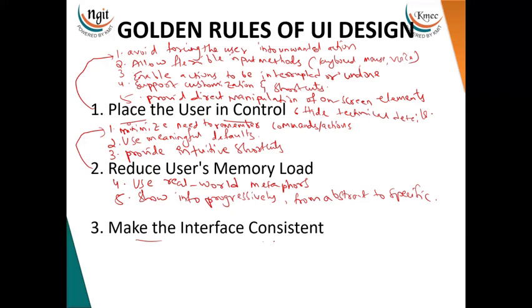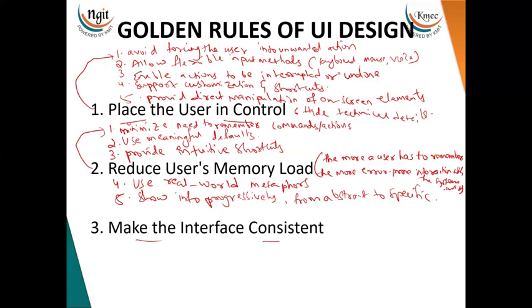Next, we talk about make the interface consistent. There are 3 principles mentioned here. But before we enter into the third one, there is a point to be noted about reducing the user's memory load: the more a user has to remember, the more error prone interaction with the system will be.